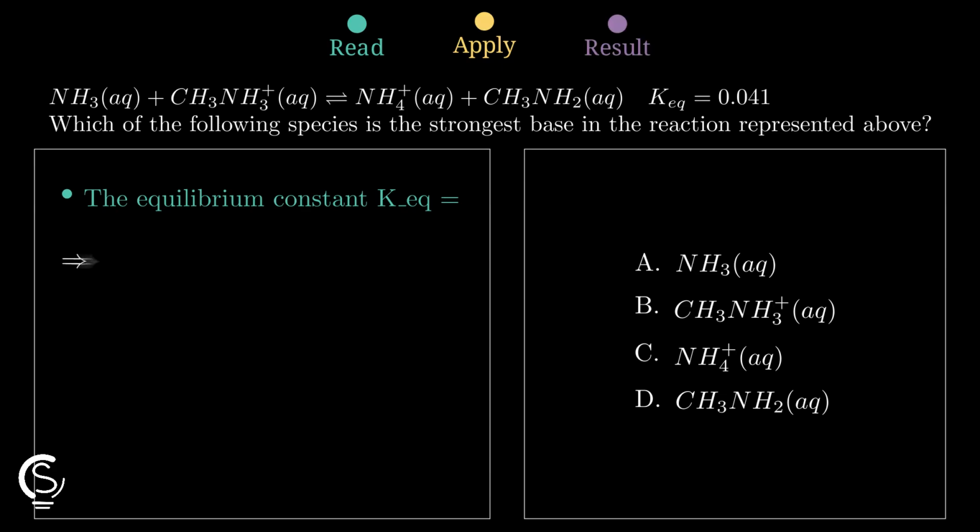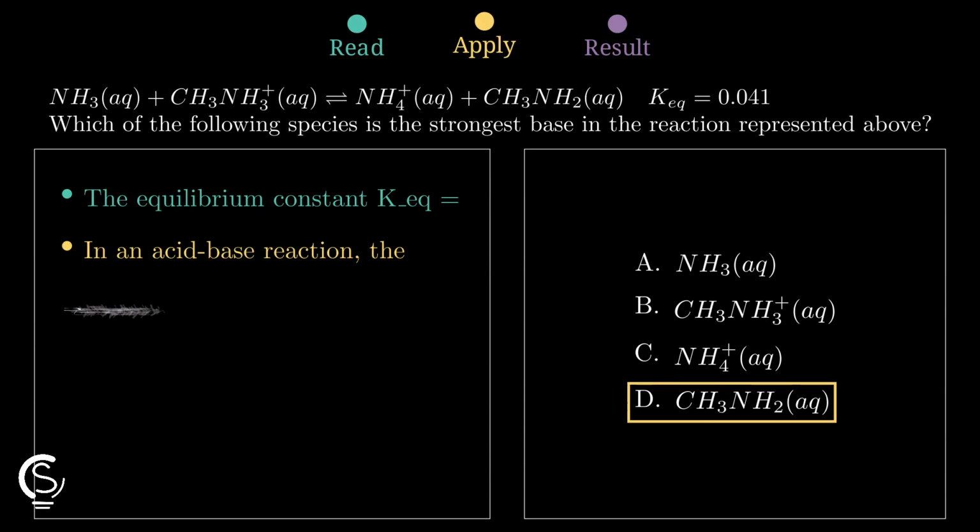Since the products are not favored, methylamine is the strongest base. This makes option D our final winner. You totally nailed this tricky chemistry concept.